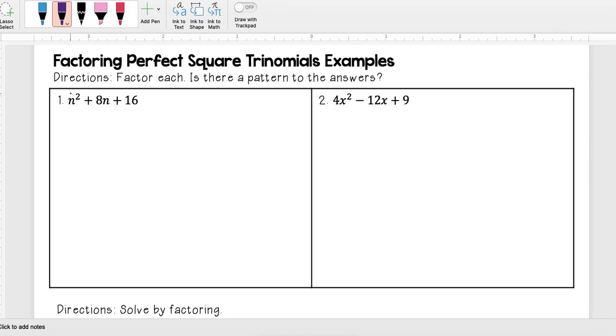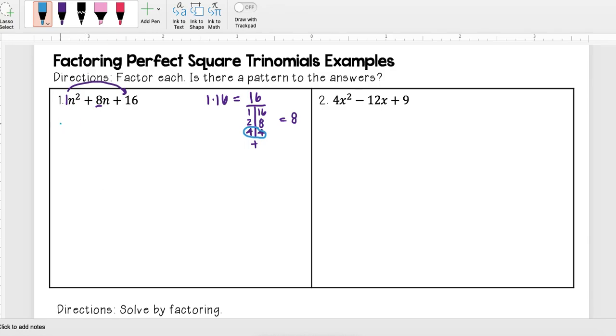So first, what we learned about last time, I want to multiply a times c. So here I really have a 1, so I want to do 1 times 16 to get 16. And I'm looking for two factors of 16 that multiply to 16, but then add to equal my b value, which is 8. So first there's 1 times 16, that doesn't add equal 8. 2 times 8, 4 and 4, and I see that 4 plus 4 does get me that 8.